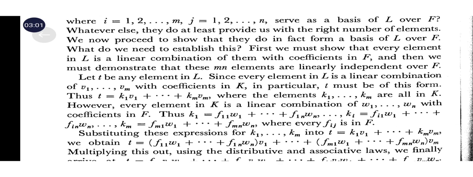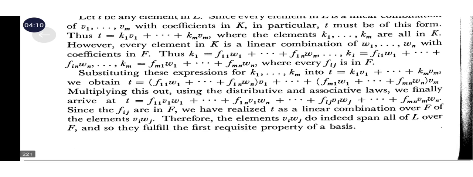Now we consider an element in L, that is T. Since every element in L is a linear combination of V1 to Vm with the coefficients in K, in particular T must be of the form K1 V1 plus K2 V2 plus and so on Km Vm, where the elements K1 to Km are all in K. However, every element in K is a linear combination of W1 to Wn with the coefficients in F on the other hand. Therefore, K1 can be written as F11 W1 plus and so on F1n Wn. And proceeding like this, Ki will be Fi1 W1 plus and so on plus Fin Wn, and so Km equal to Fm1 W1 plus and so on Fmn Wn, where each Fij is in F.